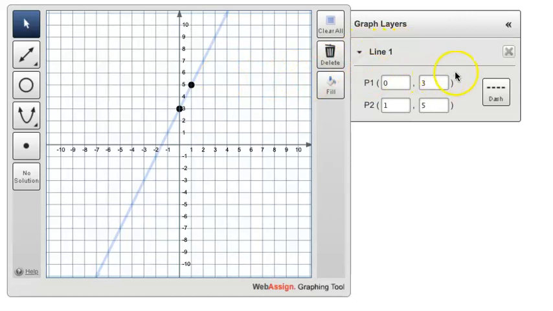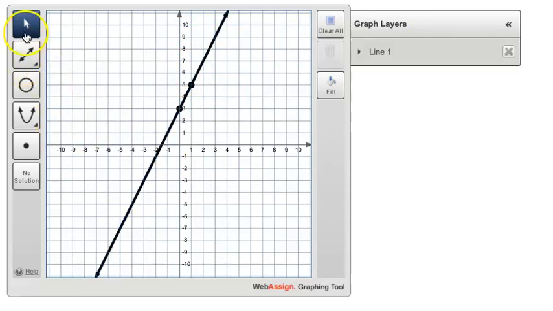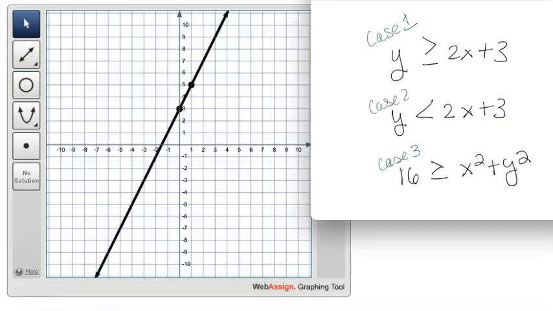Then I need to make changes. What are the changes that I need to make? I want to know, is this going to be solid or dashed? In this case, because we had a greater than or equal to, then we need a solid line. Right now it's solid, but I want to show you the difference. That's dashed and that's solid. I need to stick to a solid line. And that is how I graph the first case, which is y is greater than or equal to 2x plus 3. The only thing that I'm missing now is my shading.